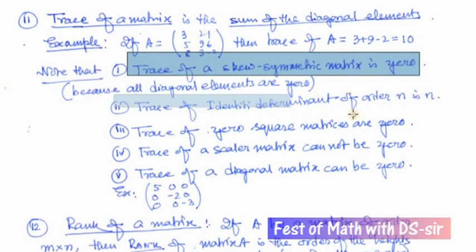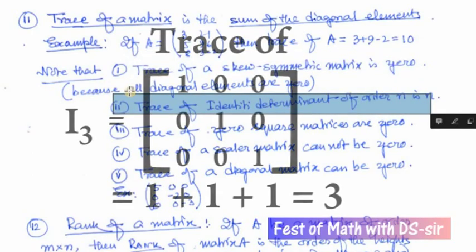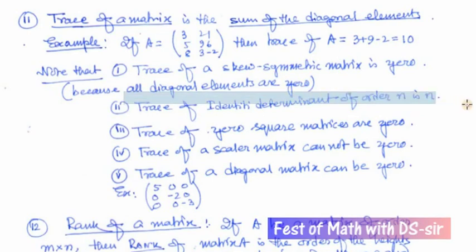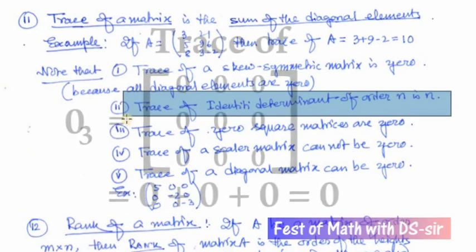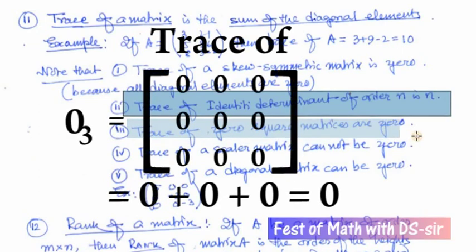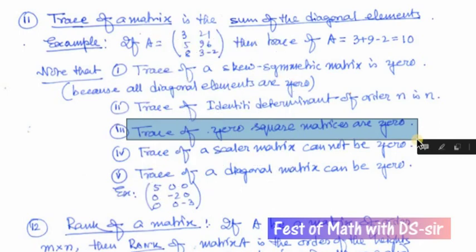Now see, the trace of an identity matrix of order n is n. For third order, there are 3 diagonal elements and all are 1, so the sum of 3 ones is 3. Trace of a zero square matrix, whose all elements are 0, so diagonal elements are also 0.